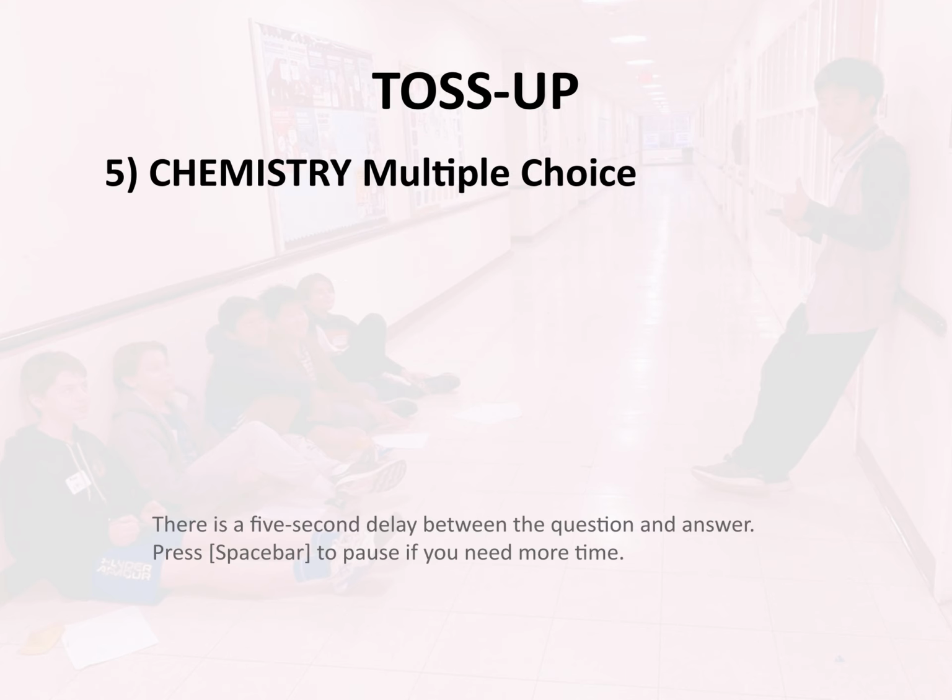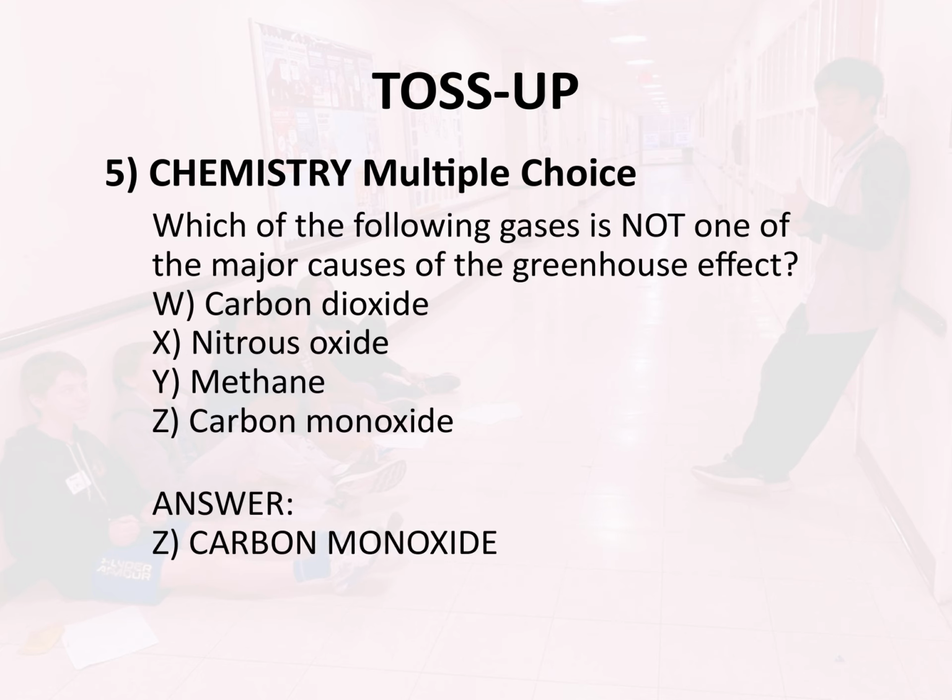Toss-up 5. Chemistry. Multiple choice. Which of the following gases is not one of the major causes of the greenhouse effect? W. Carbon dioxide. X. Nitrous oxide. Y. Methane. Z. Carbon monoxide. Answer. Z. Carbon monoxide.